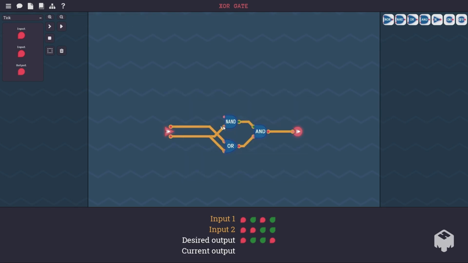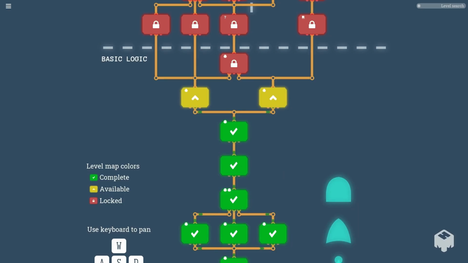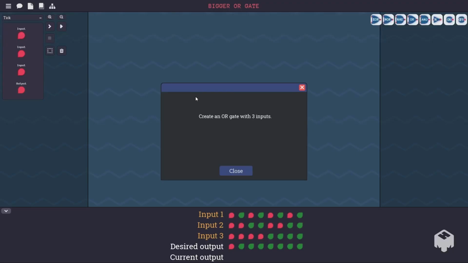Let's see if this works. So, the next level is called... Wait, it's not coming up. The next level is called bigger OR gate, so we need to make a bigger one. Create an OR gate with 3 inputs.